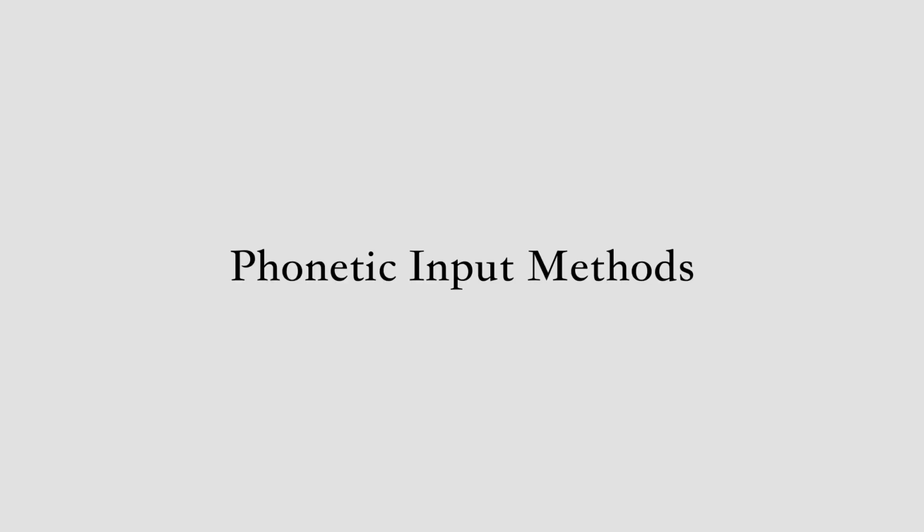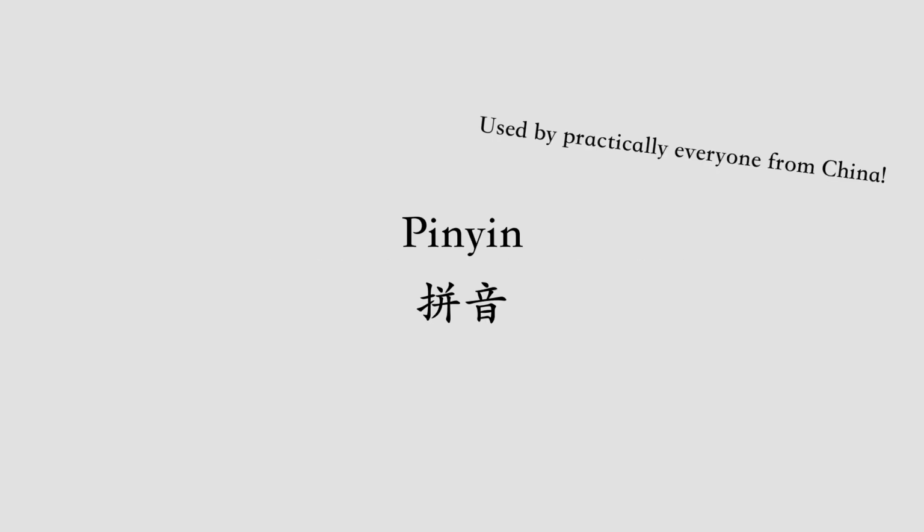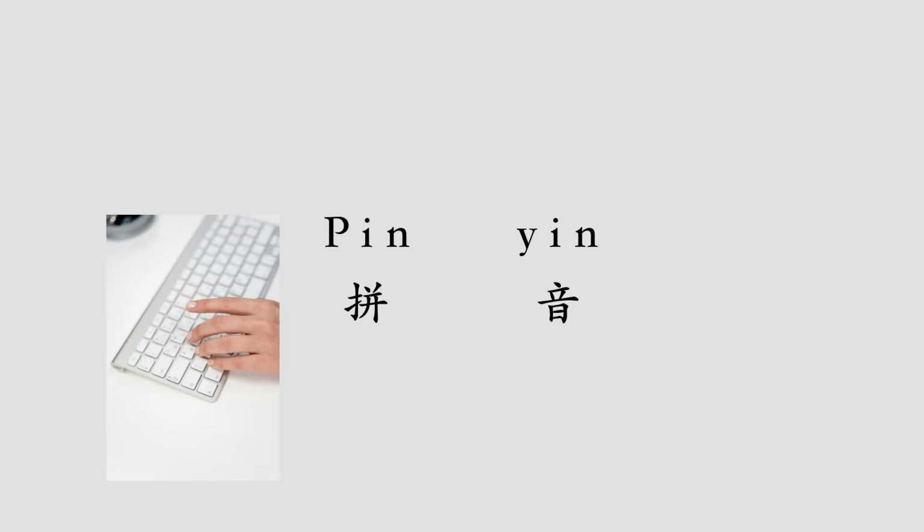The most common way to type Chinese characters is using phonetic input methods. The pinyin input method is the most widely used Chinese input method. Users type Chinese characters by typing in the pinyin romanization of the character and searching for the correct character on the candidate list. For example, to type pinyin, you would type P-I-N, search for that character, and then type Y-I-N, and search for that character.